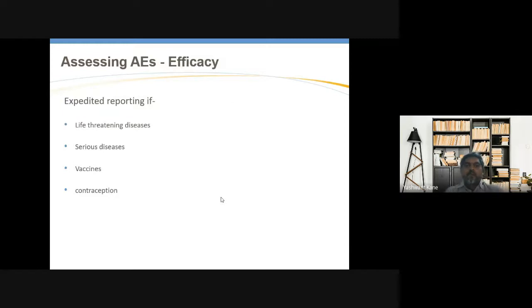Next, assessing whether expedited reporting is required. What do we mean by expedited reporting? Expedited reporting is reporting within a very short period of time: 7 days in case of clinical trials, or 15 days in case of spontaneous reporting. How is it done? Expedited reporting is required basically in case of life-threatening diseases, serious diseases or serious adverse events, vaccines, and even in case of contraceptives.